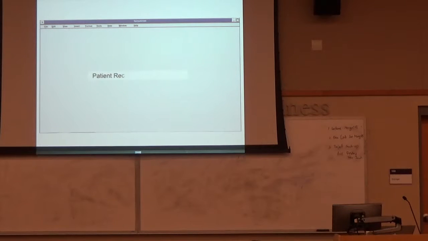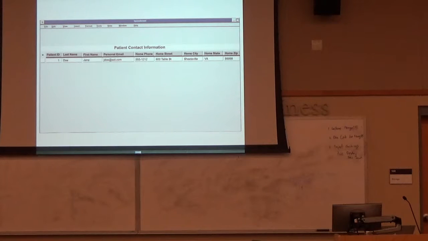Let's say we're building a patient record-keeping system for a doctor's office, and we're going to build it in Microsoft Excel. First, let's look at a small piece of that system, the contact information for the patients. It starts simply enough with a sheet that has a row for each patient. That row has a unique patient ID number, their first and last name, email address, phone number, and home address.